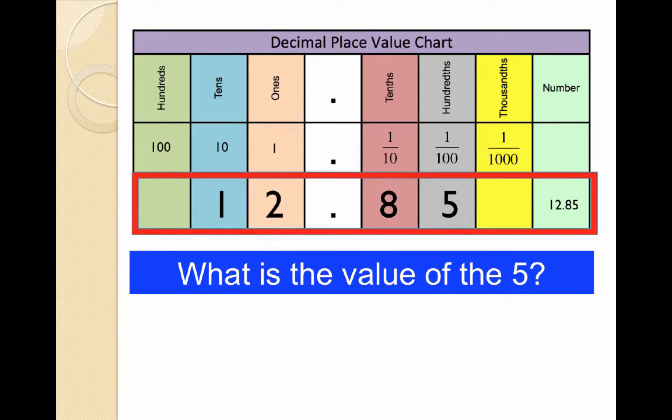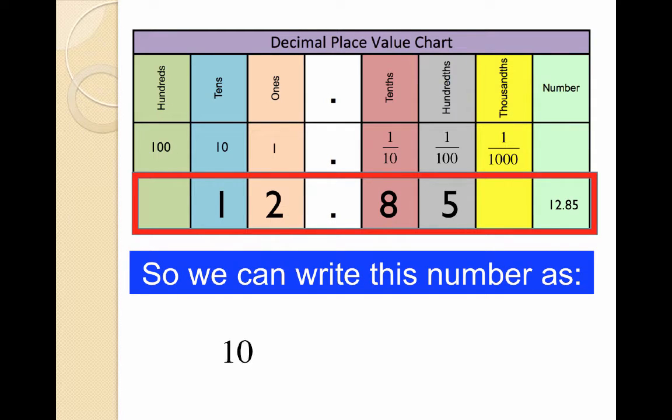What do you think the value of the 5 is? Well, the value of the 5 is 5 hundredths. You see, the 2 is 2 ones, and the 1 is 1 ten. So it stands to reason that the 8 and the 5 are also going to be whatever column that they're in. So we can write this number as 10, because there's 1 in the tens column, plus 2, because there's 2 in the ones column, plus 8 tenths, plus 5 hundredths. This is an expanded way of writing that decimal number.